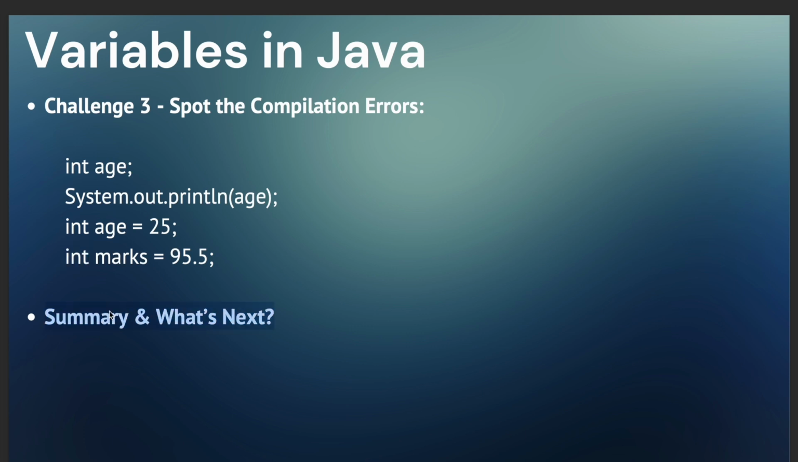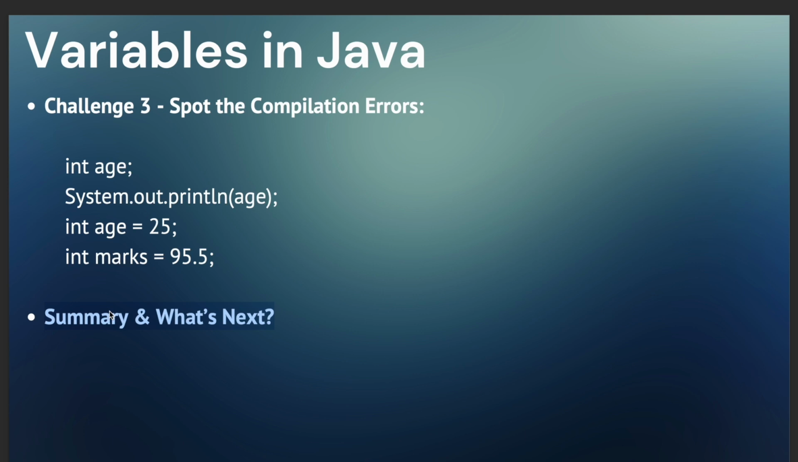Let's quickly recap everything we learned. A variable is a named memory location that stores a value. Declaration introduces the variable name and type. Initialization gives an initial value, whereas assignment updates an existing variable. Local variables must be initialized before reading them. Scope dictates where a variable can be accessed.